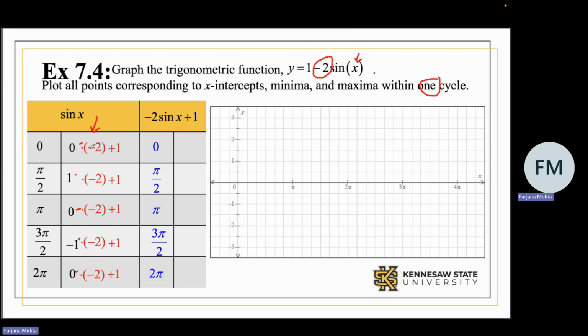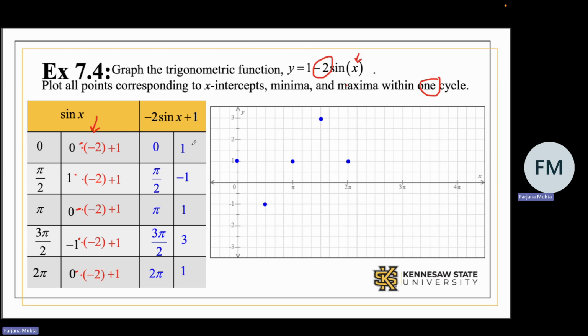So the first one, 0 times -2 is 0 plus 1, which is 1. The second one, 1 times -2 is -2 plus 1 is -1. And then 0 plus 1 again, which is 1 for pi. -1 times -2, which is +2 plus 1, which is 3. 0 times -2 is 0 plus 1 is 1. So these are all our points.